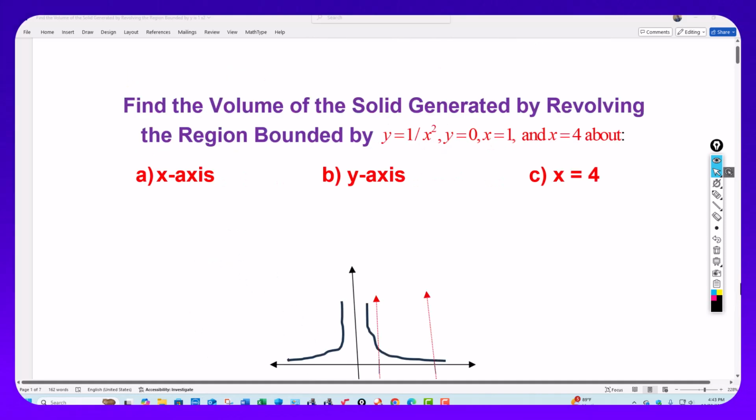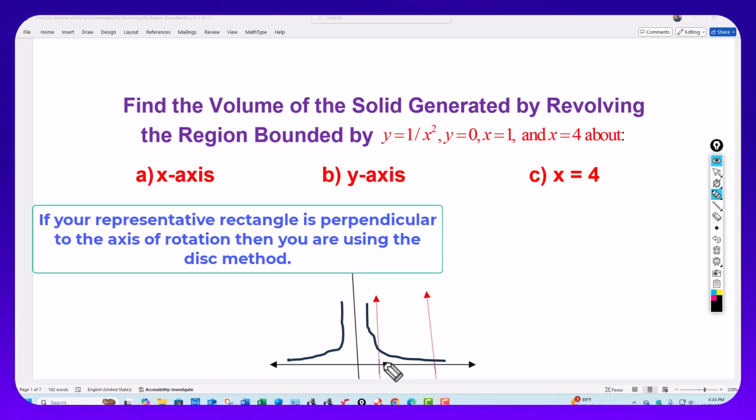So for the first one here, I'm going to use the disk method. So I look at my region. Like I said, the region is contained below this graph and in between the two lines, x equal 1, x equal 4, and of course the x-axis, which has equation y equal to 0. So the volume will be given by, okay, the integral goes from 1 to 4, since the lines are x equal 1 and x equal 4.